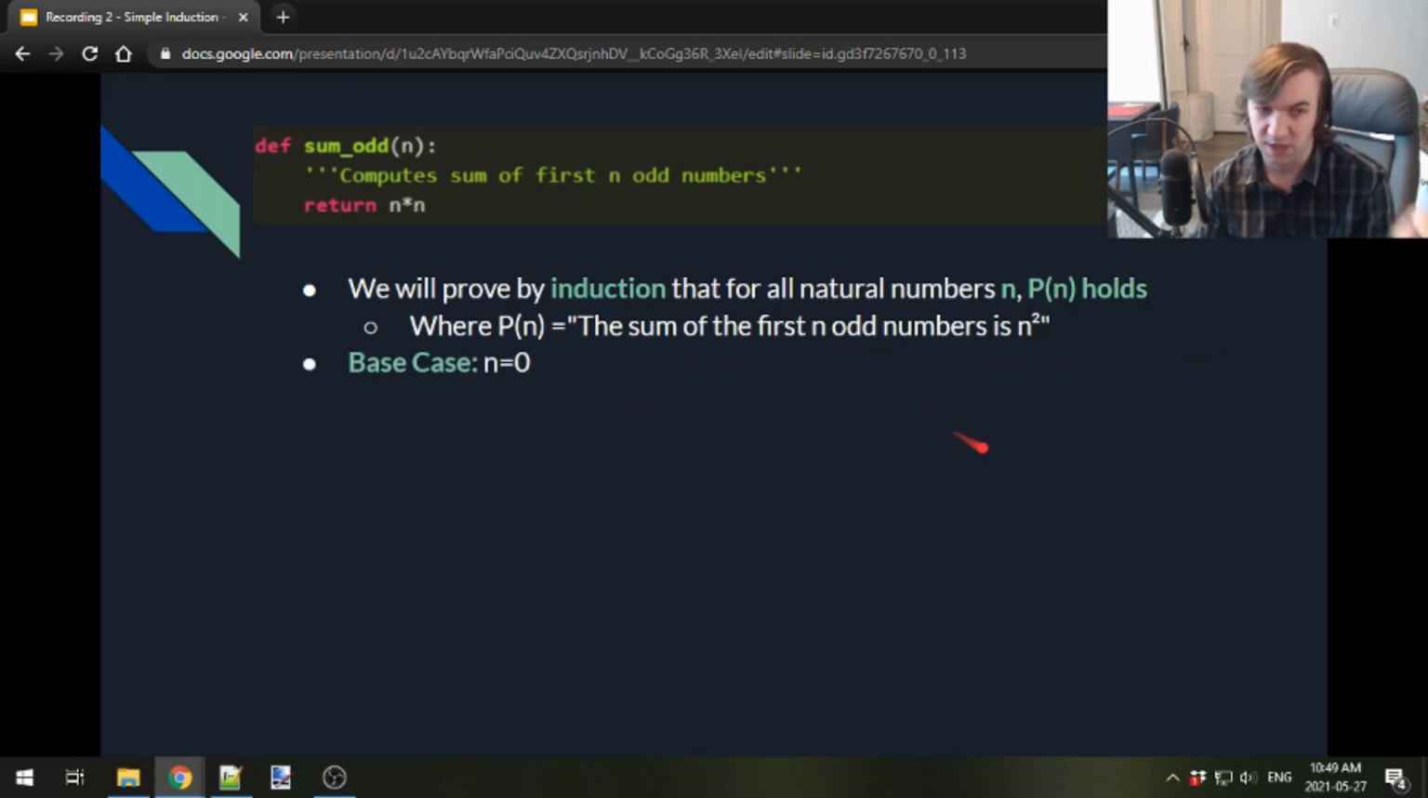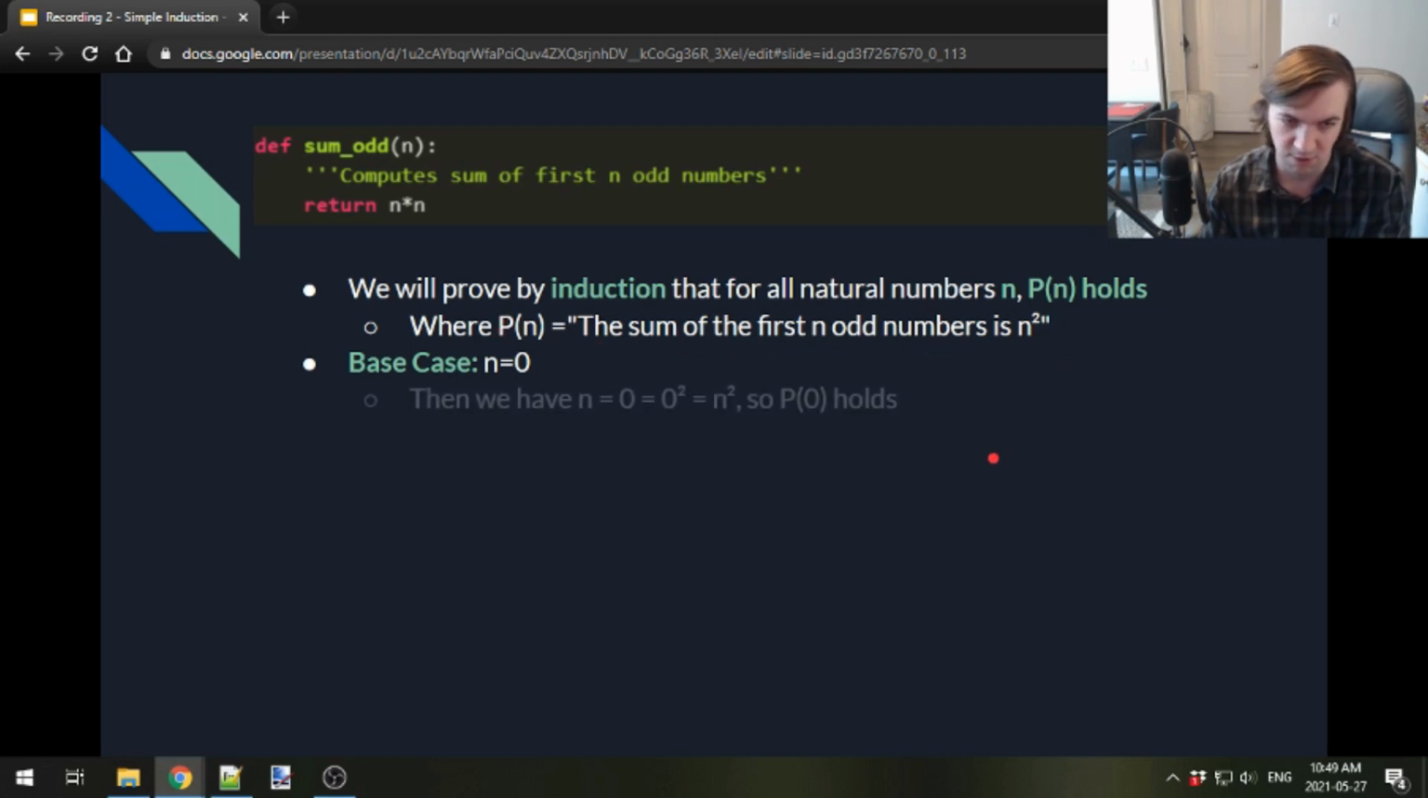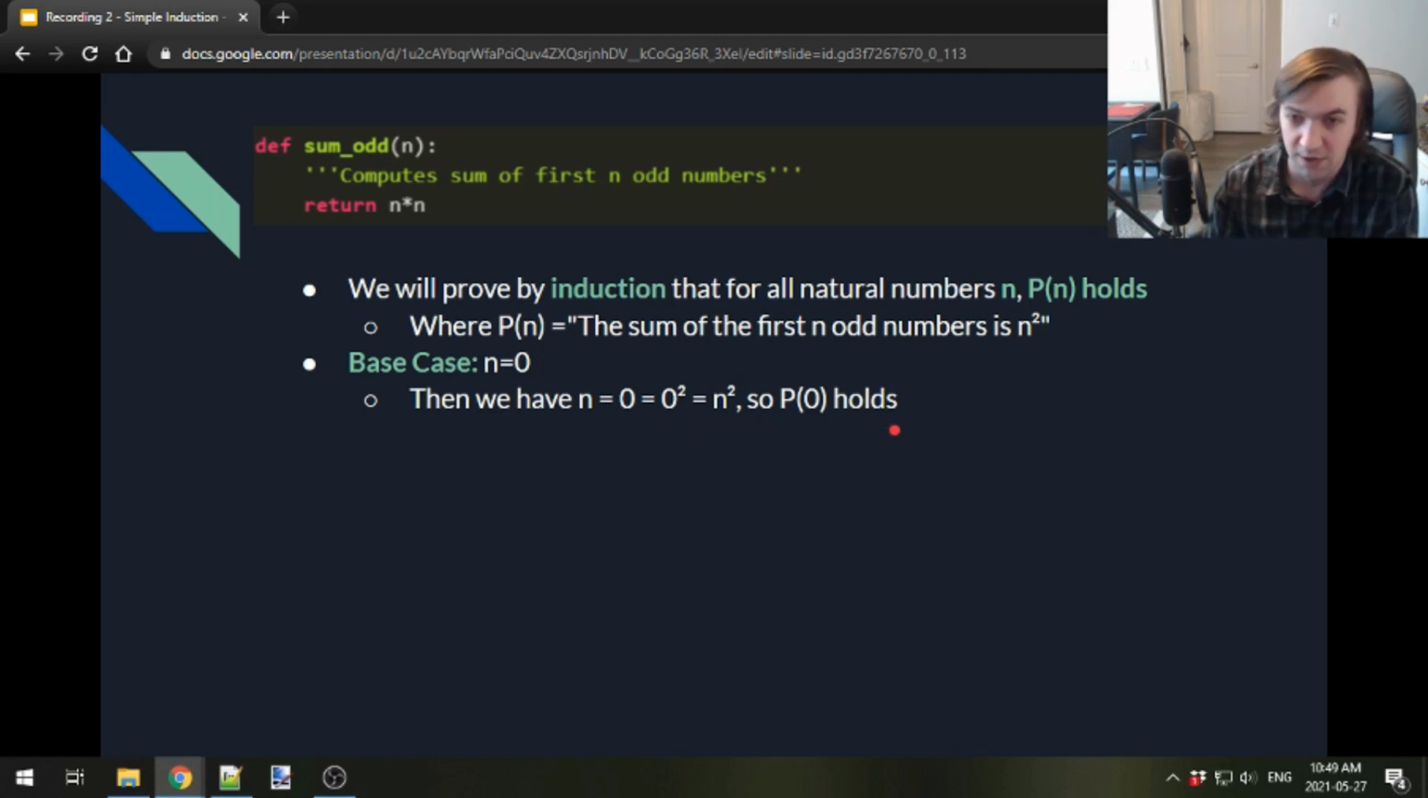Always start off with the base case, and if we're doing natural numbers, the base case is 0, right? So we want to think about, okay, what exactly does p of 0 mean? Well, that means that the sum of the first 0 odd numbers should be 0 squared. Well, if n is 0, the sum is 0, and 0 is 0 squared, which is n squared, so that is clearly true. Okay, cool. We've figured out our first domino. Everything is cool with that one.